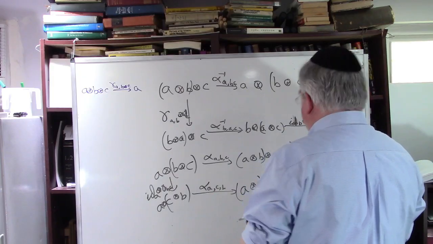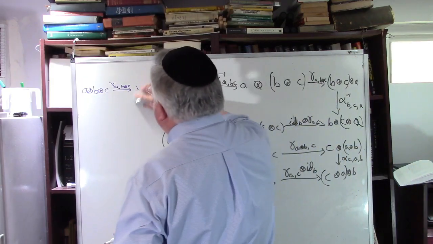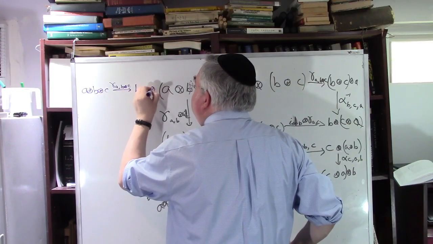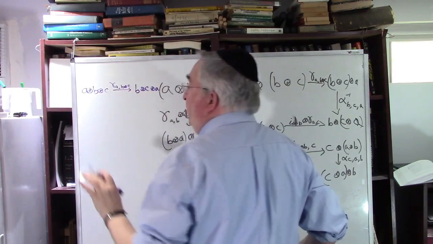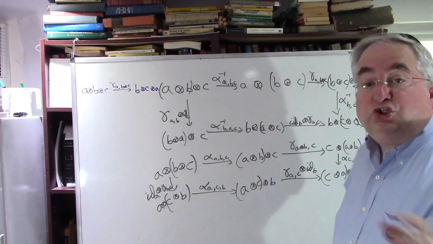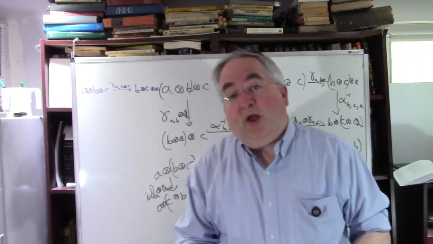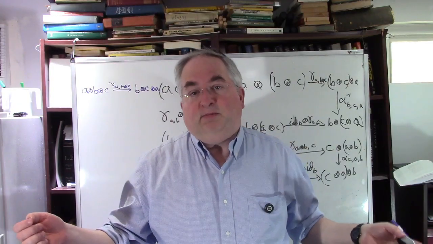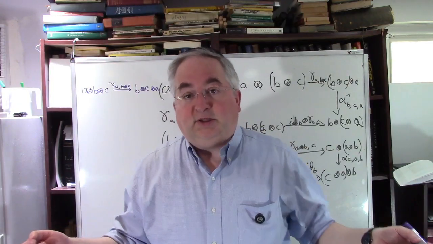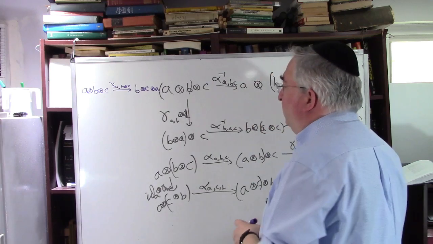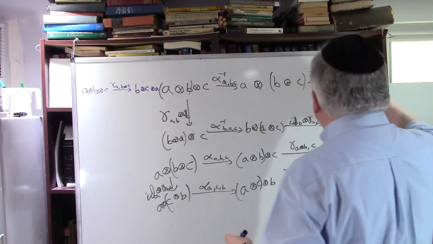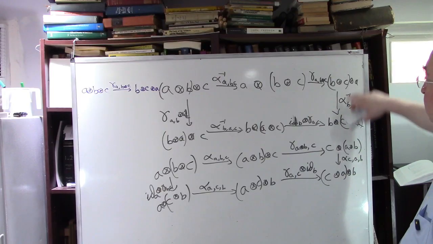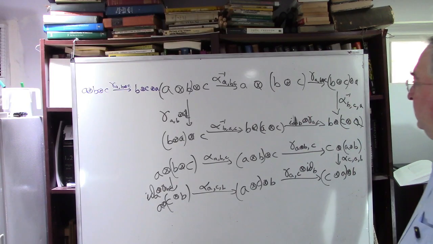This becomes B tensor C, tensor A. Notice no parentheses because we're assuming strict associativity. When you have strict associativity, like you do in addition and multiplication, you leave out parentheses because you know you can just multiply them any way you want. Okay, great. Now this is going to be the identity because the inverse of a reassociator is the identity.